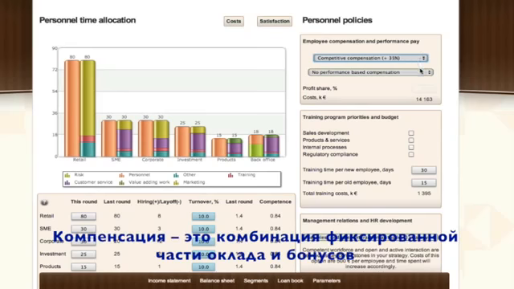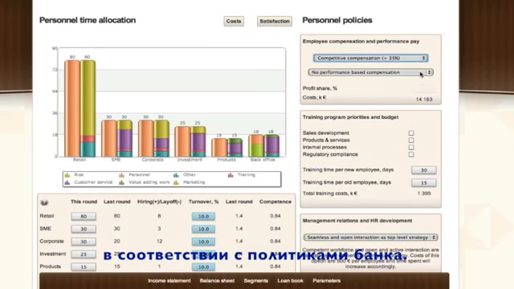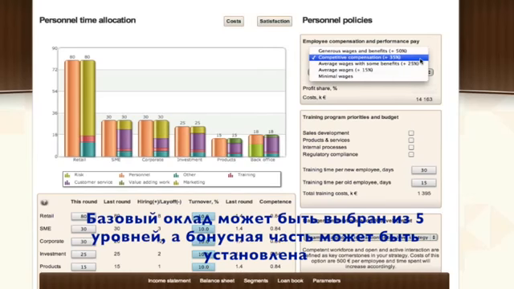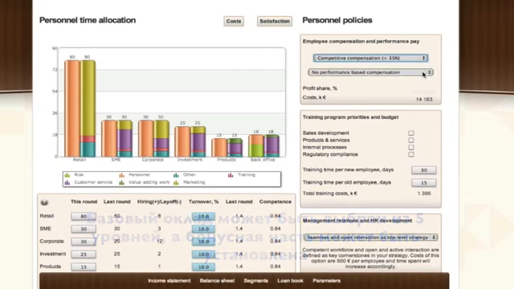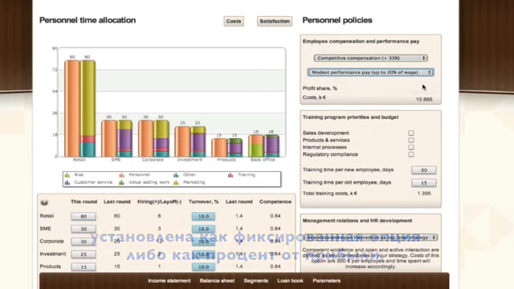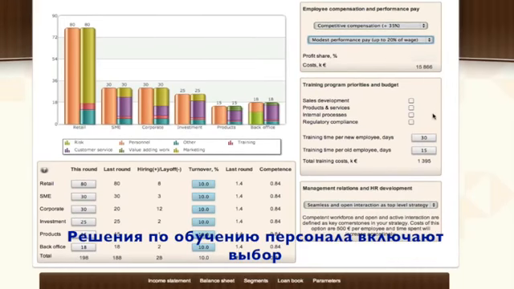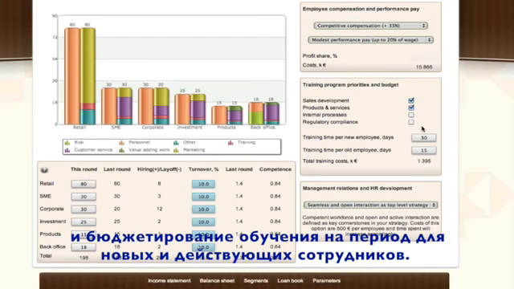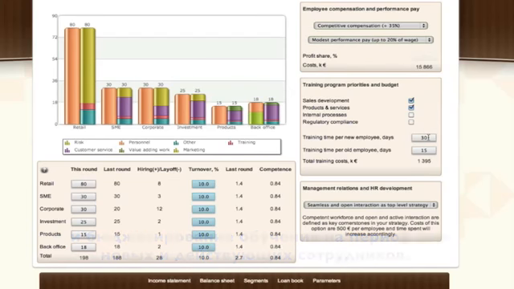Compensation is a combination of base pay and incentive pay policies. Base pay can be set at 5 different levels, whereas incentive pay offers a choice of preset options and a freely set profit share-based option. Training policies consist of choosing appropriate priority areas for personnel development to address possible problem spots and time-based budgets separately for new and old employees.